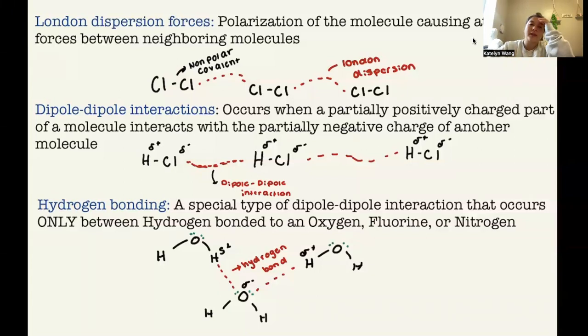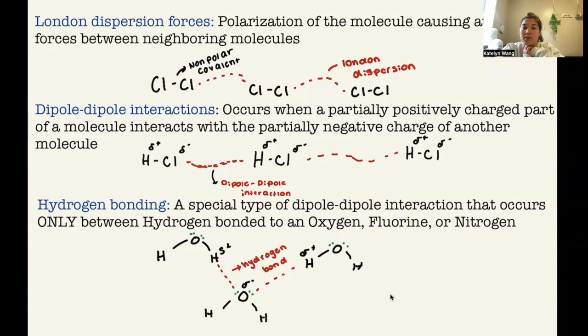Now, remember that intermolecular forces occur between molecules, not within molecules. And there are three different types of intermolecular forces we're going to talk about. London dispersion forces are going to be the weakest, and hydrogen bonding is going to be the strongest intermolecular force. So we're going to jump right into it.